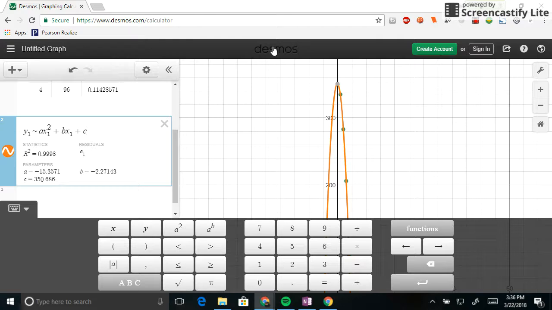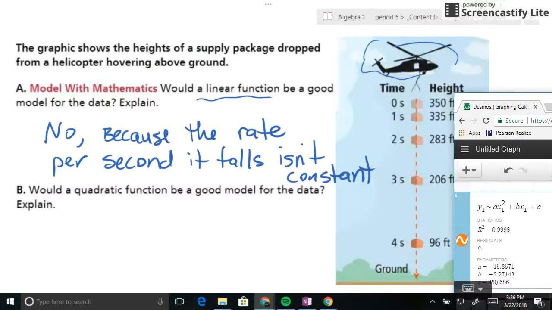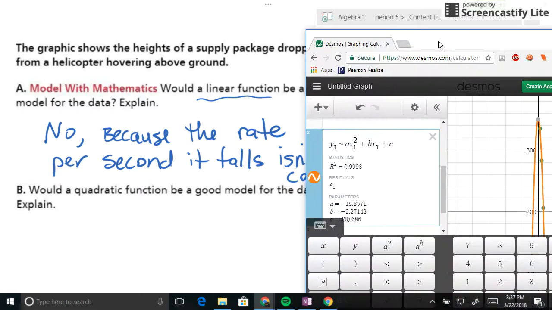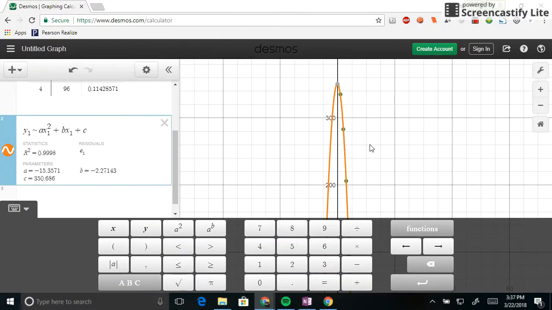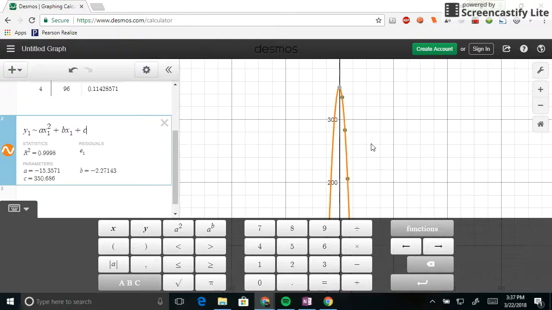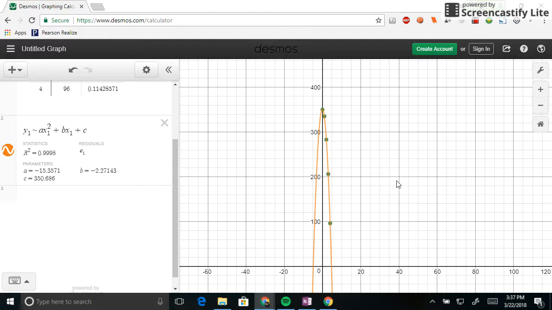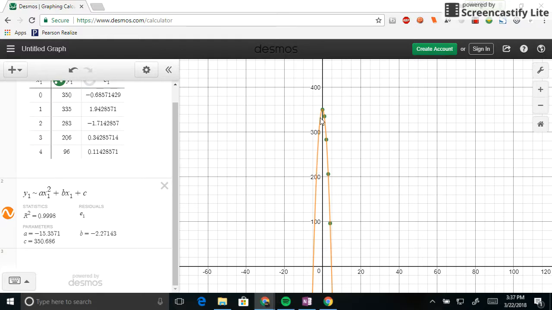So if we go back to our problem here, would a quadratic function be a good model for the data? Yes, it would be, because we did a quadratic regression model, and you can see how well the quadratic equation fits by looking at the graph. You can see how the curve of the graph here is looking like it's going through most of those points.